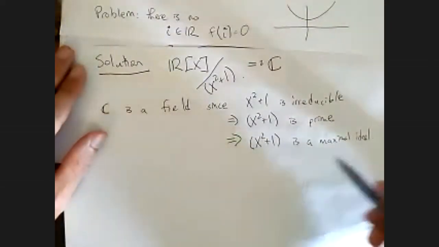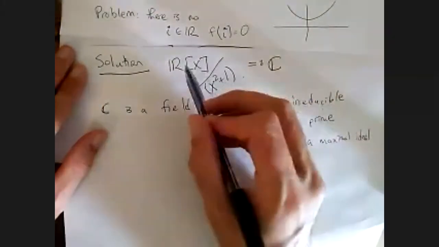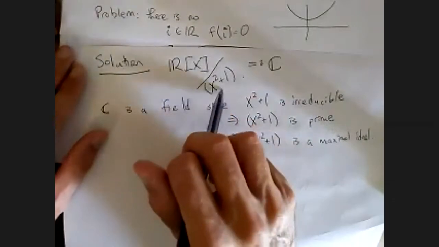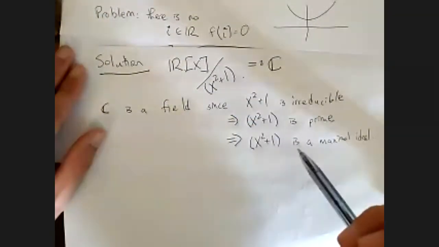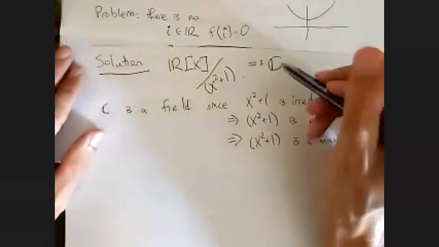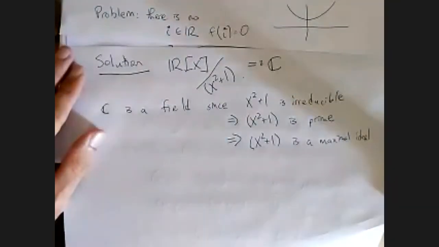Now, if x squared plus 1 is a maximal ideal, you take a ring modulo a maximal ideal, you get a field. So that's why the complex numbers are a field. Okay. Now, why do the complex numbers have a root, right?